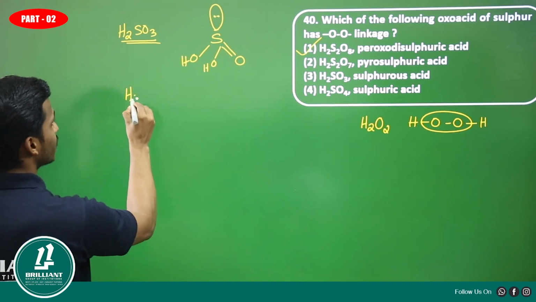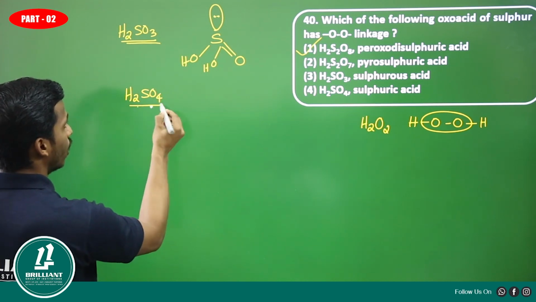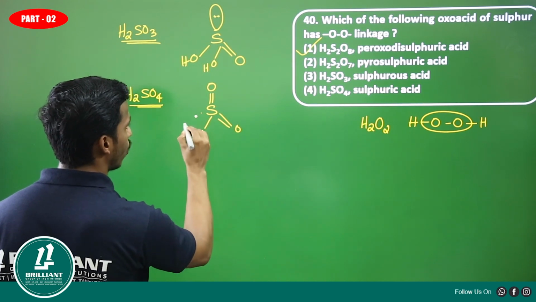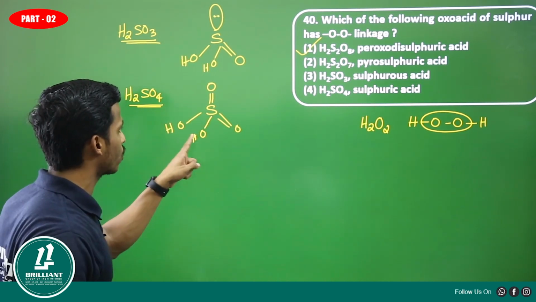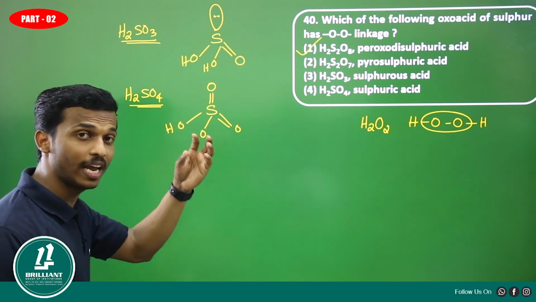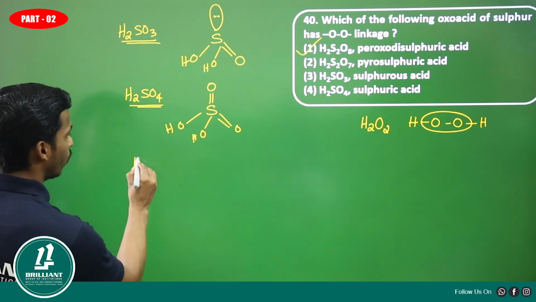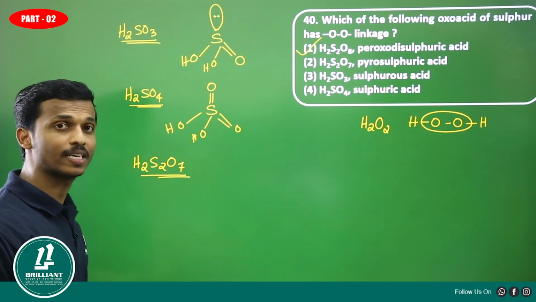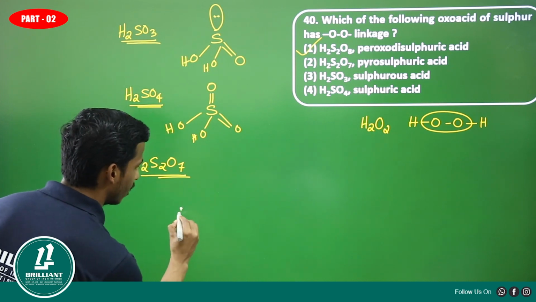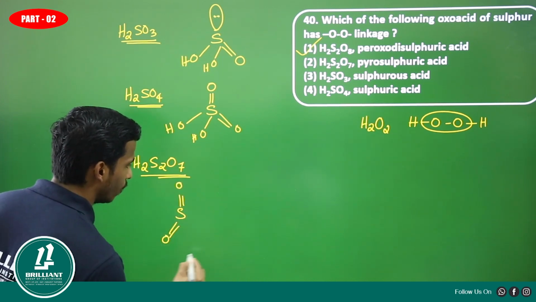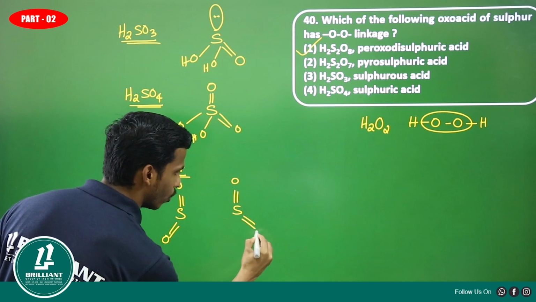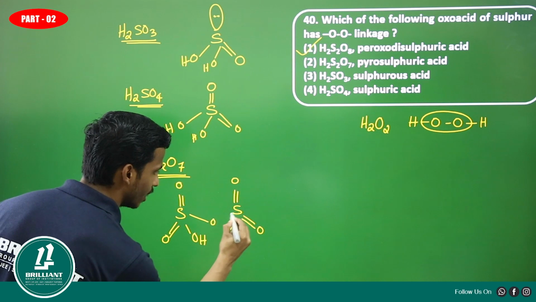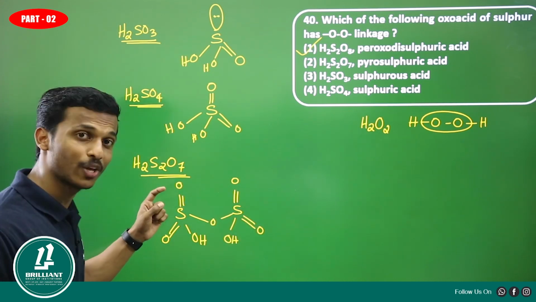Then what about sulfuric acid? H2SO4. Sulfur, double bond O, OH, OH. There is also no OO linkage. Then what about another one? H2S2O7, pyrosulfuric acid or oleum. What is the structure? Sulfur, double bond O, sulfur, double bond O, with 2 hydrogens, one OH each, and one more oxygen bridging. This is called pyrosulfuric acid.